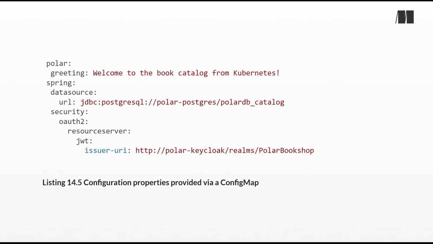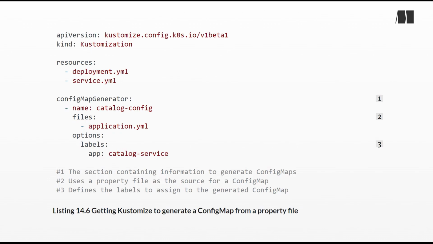For starters, let's move the body of the config map we created previously, configmap.yml, to a new application.yml file within the k8s folder. Listing 14.5. Configuration properties provided via a config map. Then delete the configmap.yml file. We won't need it anymore.